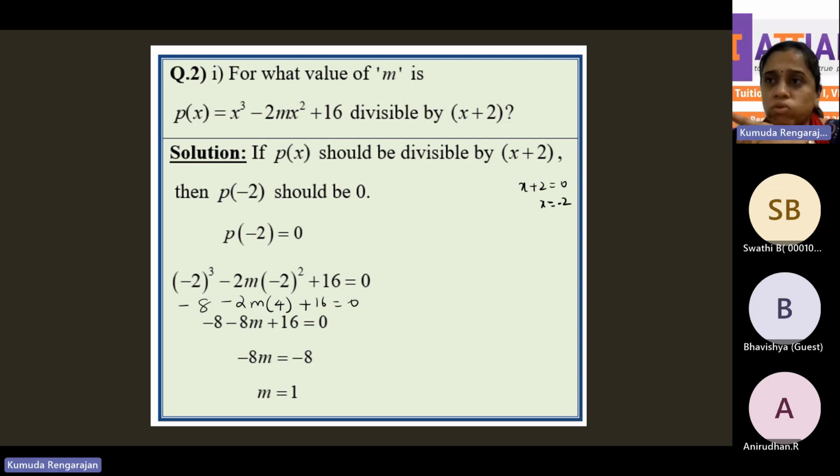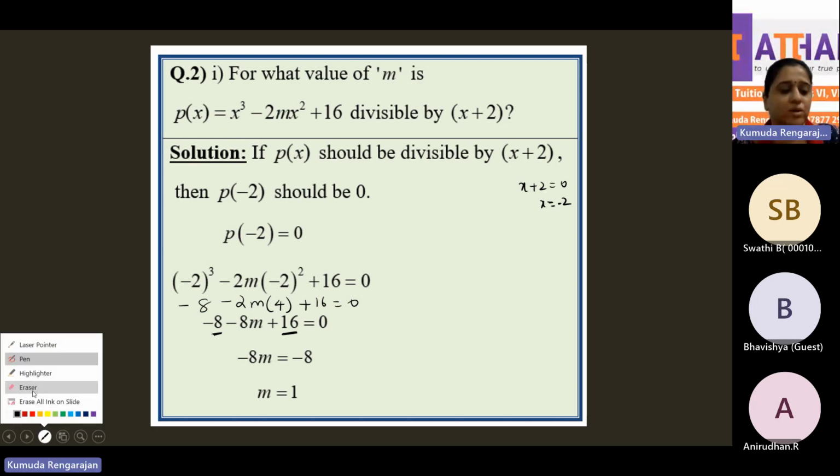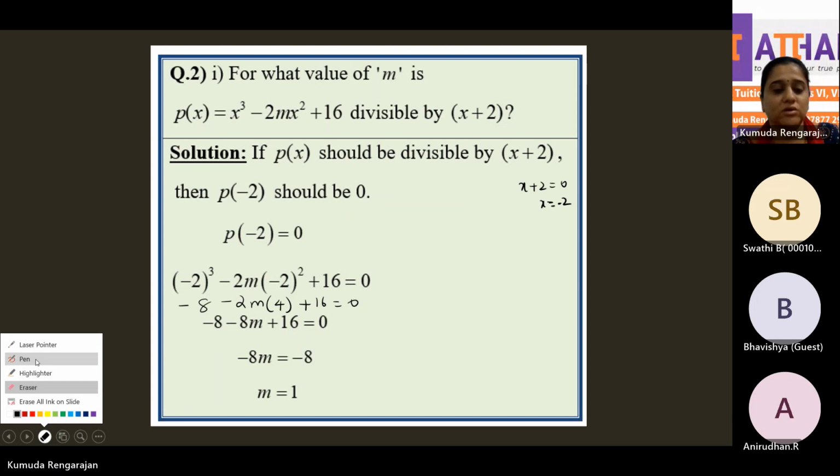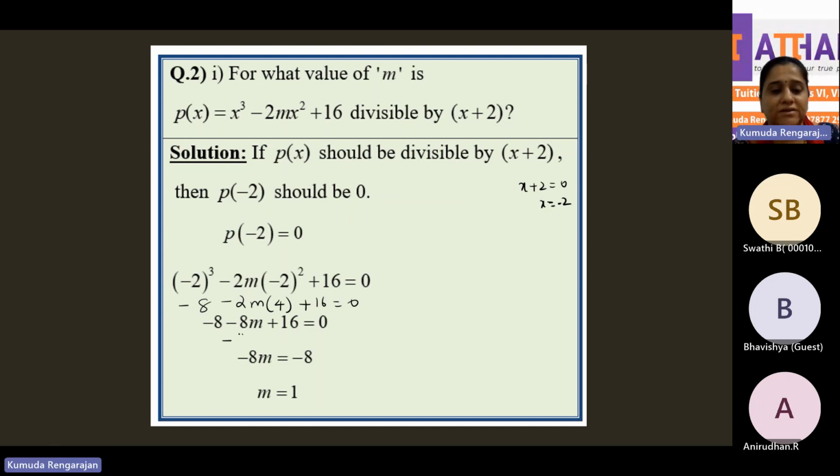Sorry, minus? Plus 16 minus 8 is what? Plus 16 minus 8 is plus 8, right? When it goes to the other side, minus 8. Okay, let me write that step also. So here you will have minus 8m plus 8 is equal to 0.